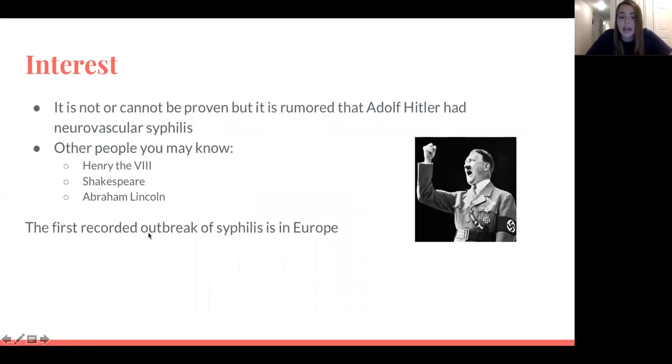And interesting facts that I have, I think we've all heard of this one, it was rumored that Adolf Hitler had neurovascular syphilis, and so that's the reasoning for his craziness. But other people that we may know that I thought were interesting were Henry VIII, Shakespeare, and Abraham Lincoln. And I also tried to find where the first outbreak of syphilis was, and that was in Europe. And there are a couple different theories whether Christopher Columbus brought it over, but nobody really can prove it for sure.